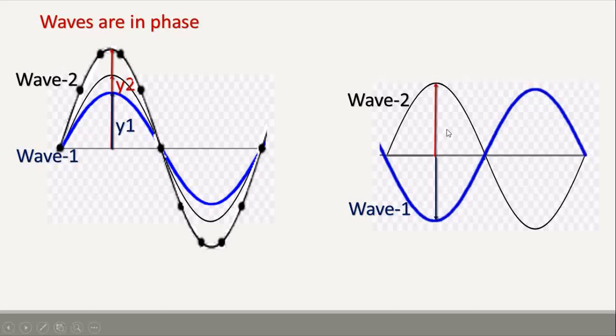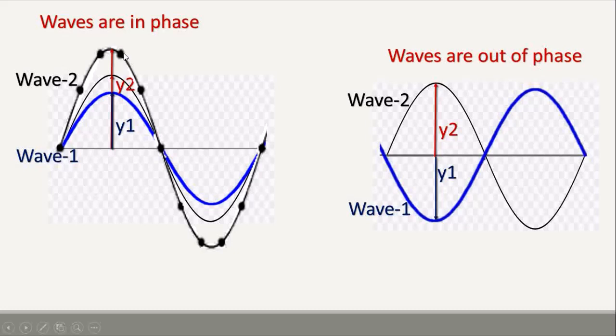But the thing is, one displacement is in the upward direction, and another displacement is in the downward direction. We take the displacement in the downward direction as negative, and what happens here is that the positive displacement and negative displacement cancel each other, giving a resultant wave with zero displacement. It is because y1 is the displacement produced by the first wave, y2 is the displacement produced by the other wave, and the state of these two waves is out of phase.